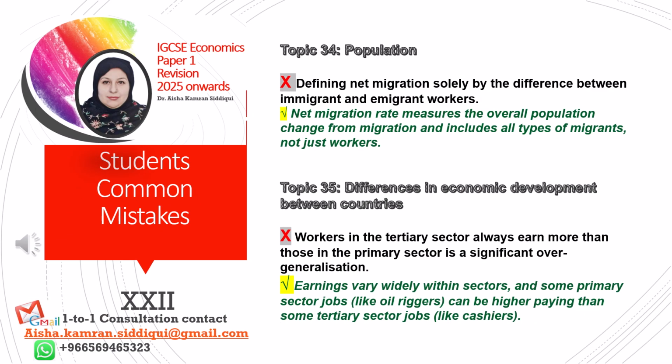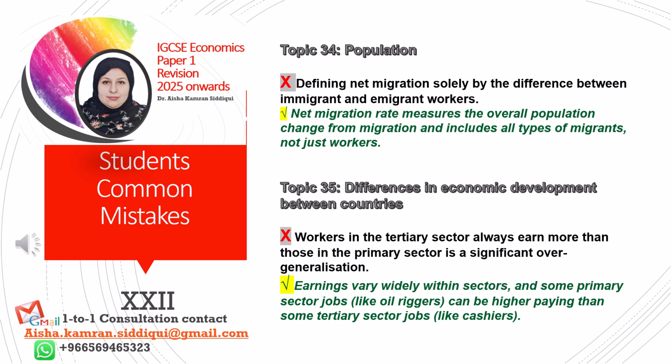Topic 34, population. Defining net migration solely by the difference between immigrant and emigrant workers is incorrect. The net migration rate measures the overall population change from migration and includes all types of migrants, not just workers.